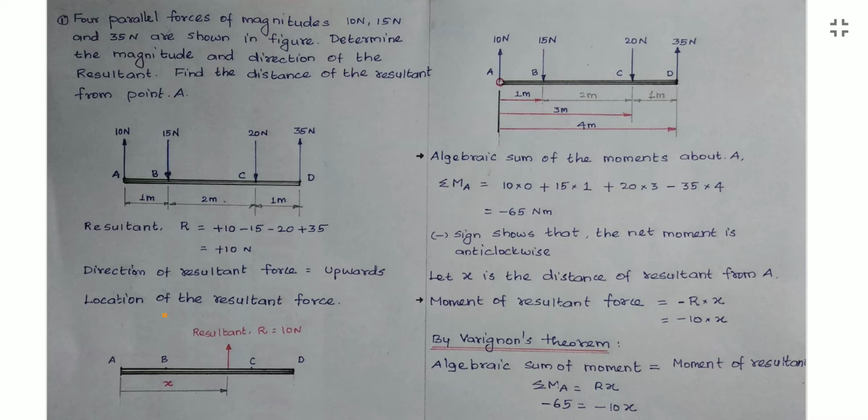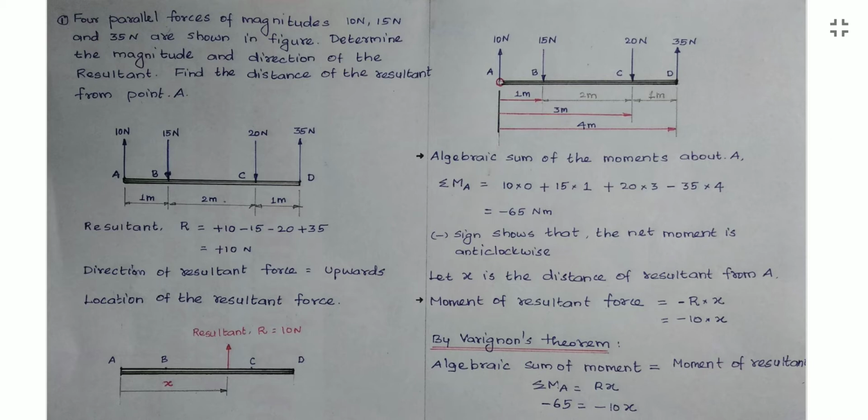Then we have to find the location of the resultant. We found that the resultant force is acting upward and the magnitude is 10 Newton. Location means at what distance on this bar the resultant force is acting. We don't know that, so I consider it as an unknown value x. We have to find the x value, and then it will be the location. So I am assuming that from A, at an unknown distance, which I name x, the resultant is acting.